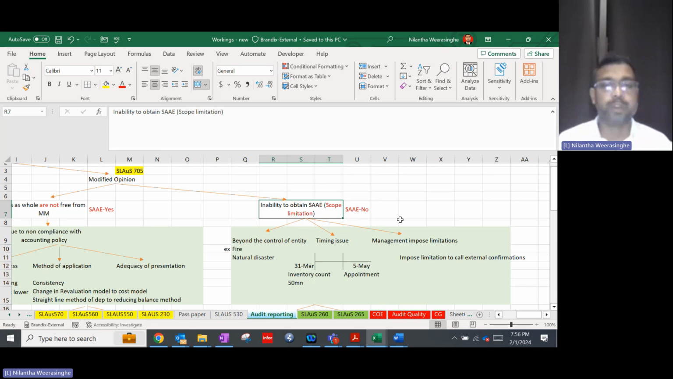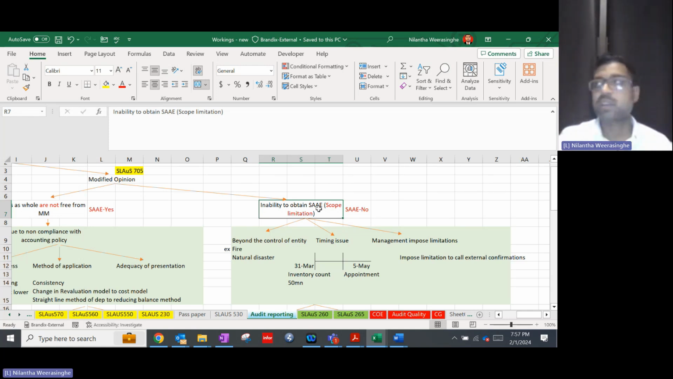inability to collect sufficient appropriate audit evidence. I told you, in an audit report the main focus is to give what? Opinion. The main purpose of an audit report is to give an opinion. For you to deliver an opinion, you must have sufficient appropriate audit evidence. Without sufficient appropriate audit evidence, you can't give an opinion. But there are certain cases where you can't collect sufficient appropriate audit evidence.